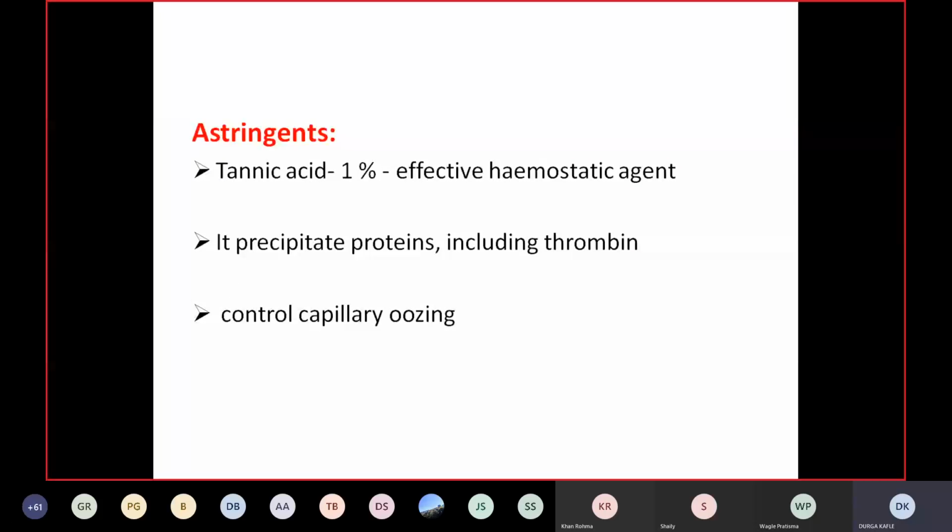Astringents. Various astringents can be used as coagulant agents, like tannic acid. This is the most commonly used astringent, 1% can be used, which provides a very effective hemostatic effect. It acts by precipitating proteins. It also precipitates thrombin, so that it forms the clot at the site of bleeding. So it controls capillary oozing. Whenever there is bleeding from a capillary, you can directly apply this tannic acid over the site of the bleeding.